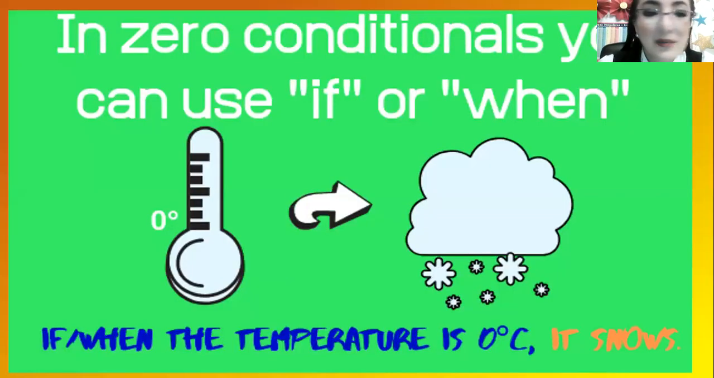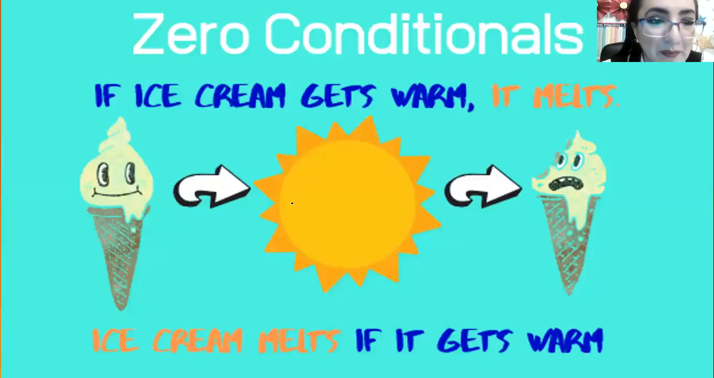Now, as I was telling you, in zero conditionals, you can use if or you can use the word when. It is the same. If the temperature is 15, it snows. When the temperature is 15, it snows. If ice cream gets warm, it melts. When ice cream gets warm, it melts. The ice cream melts if it gets warm. The ice cream melts when it gets warm.